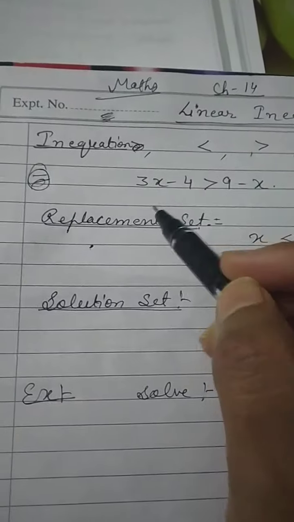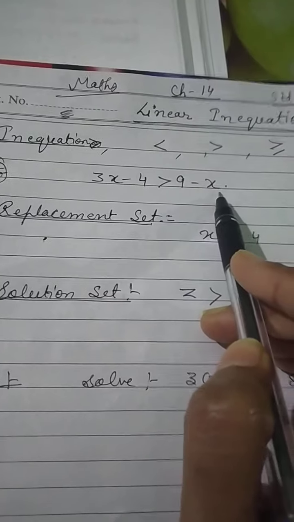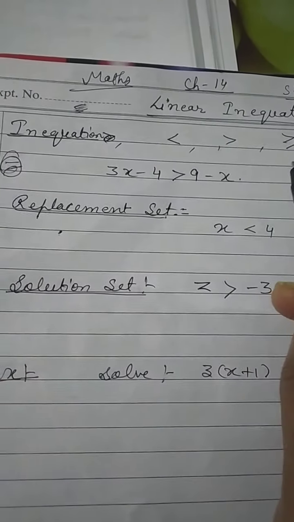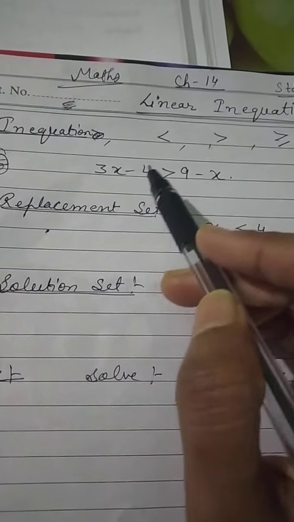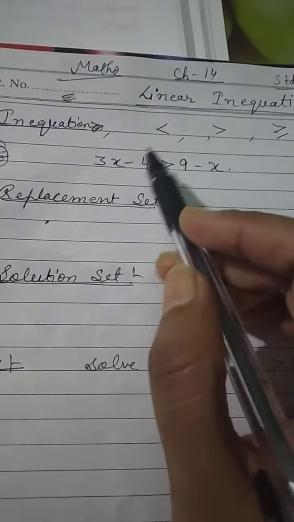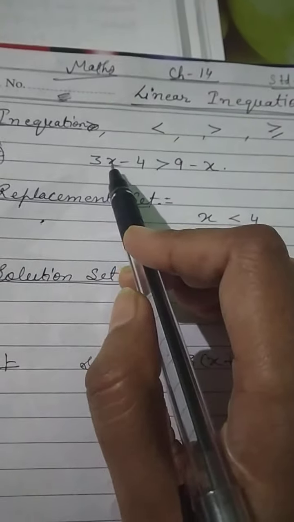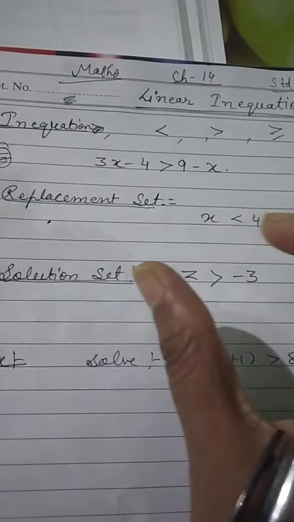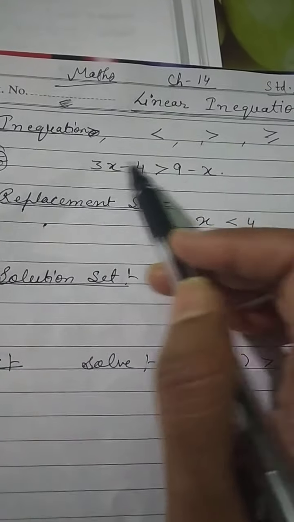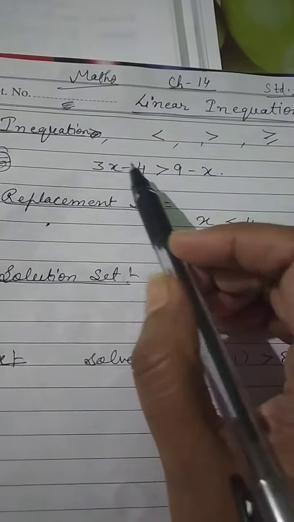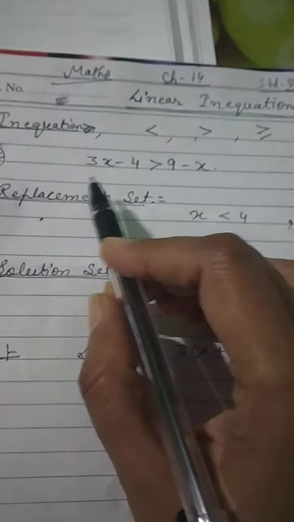Got it? And in equations I have also taught you, if you add any number on this side and this side also, the equation will not change. It will remain unchanged. Same rule will be applied here also. If you add any number on both sides, the inequation will also not change. If you subtract any number on both sides, the inequation will be unchanged. If you multiply or divide by any number on both sides, it will remain unchanged.